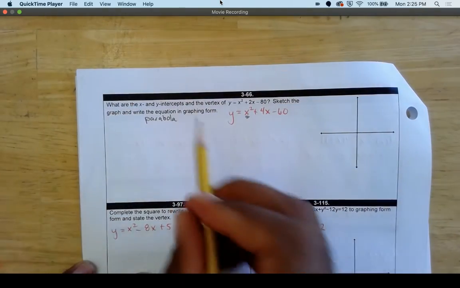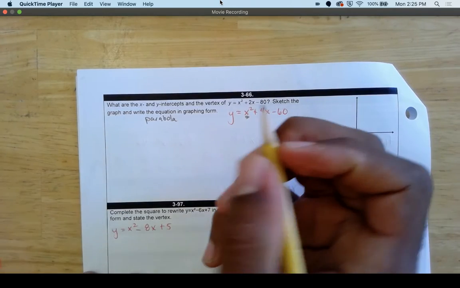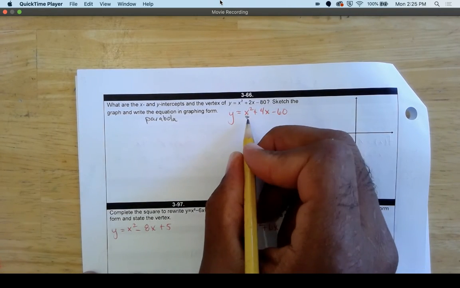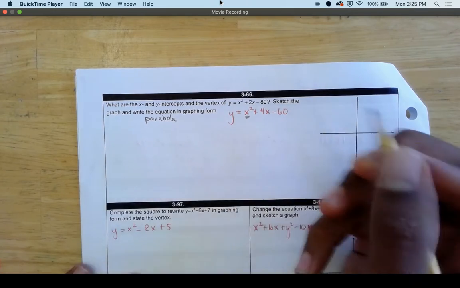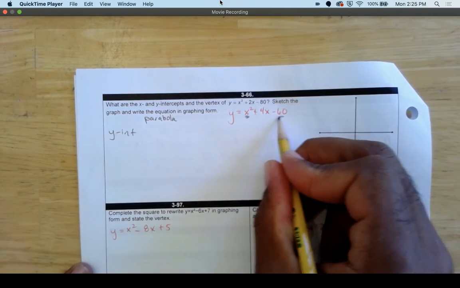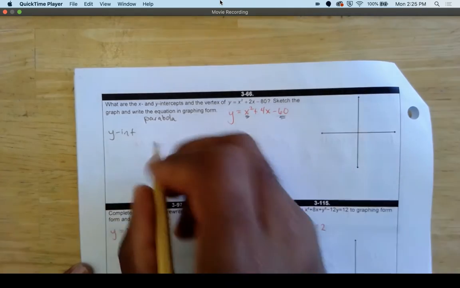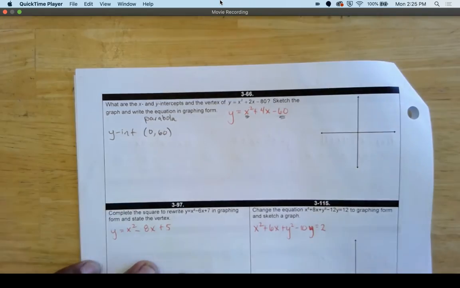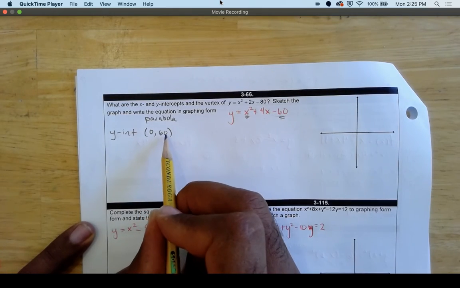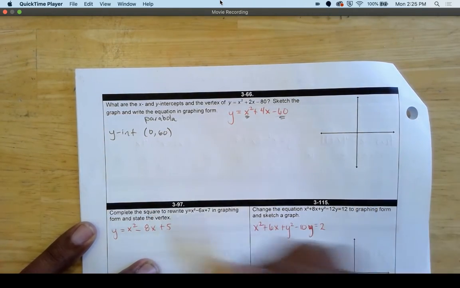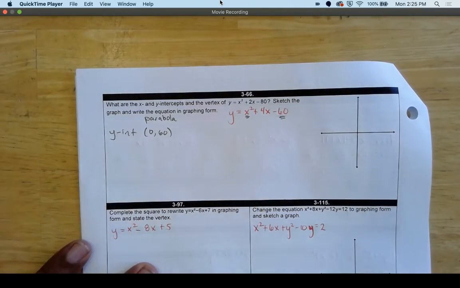So being a parabola, one easy thing to find in standard form, where we have A, B, and C, is the y-intercept. It's right there, that last term, as long as we're in standard form. So the y-intercept's at 0, 60. And when I'm about to graph, keep in mind that 60 is a big number, right? So I can't just go by ones here. I'm probably going to go by 10s or 50s or something like that.